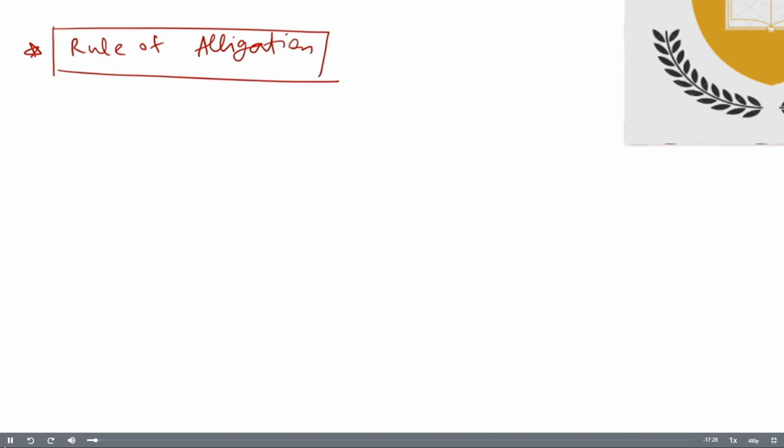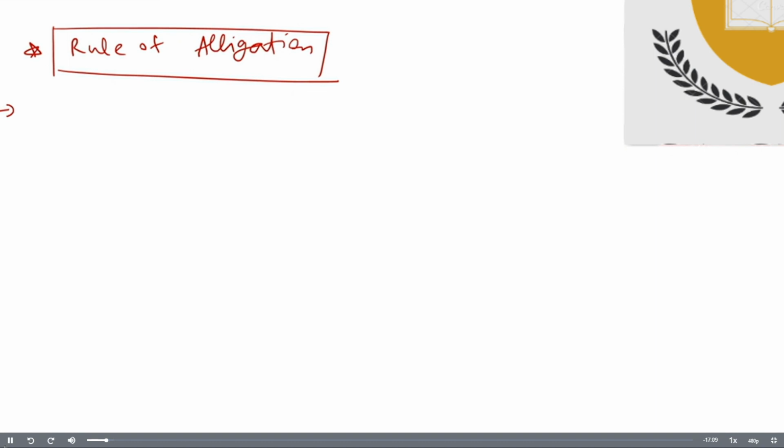Let me teach you quickly about this rule. Rule of allegation. Very important rule. Rule of allegation. Let me teach you about the rule of allegation. Now, why is it required to be taught? Why do we need to understand the rule of allegation? Now, when do you need to apply this rule? I will teach you one by one. Just read the definition and then you'll get to know when you need to apply it. Okay, don't omit this.